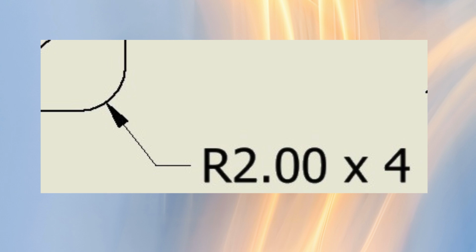Instead of times 4, we could also write T, Y, P. This is short for typical, and tells us that all features on this drawing that look like this and are not dimensioned are the same size as given here.